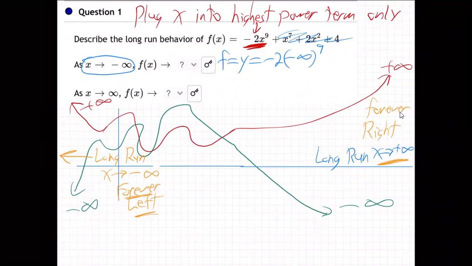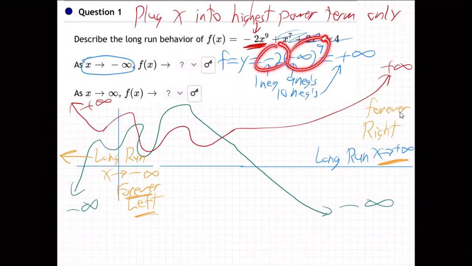Anyway, what does this equal? Is it positive or negative? It's positive. Why? Because there are 10 negative signs. This is a 9th power, so 9 negative infinities, and then a negative 2. That gives you 1 negative, 9 more, 10 negatives altogether, which is positive.